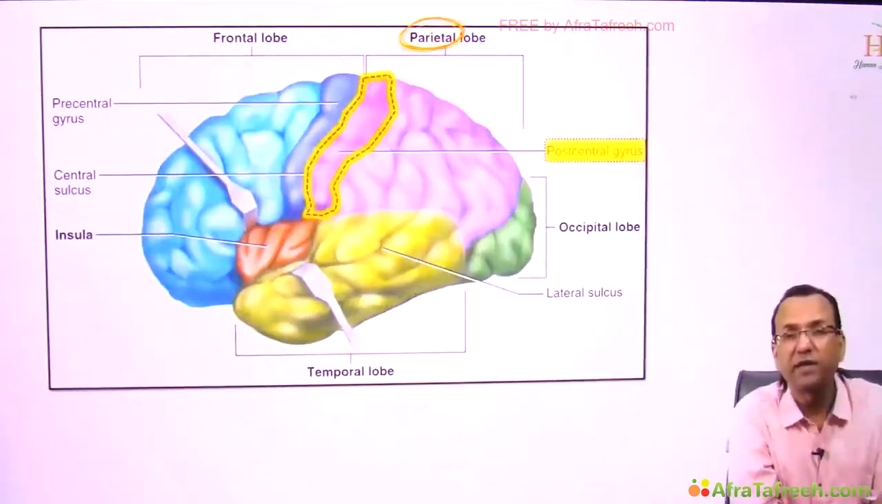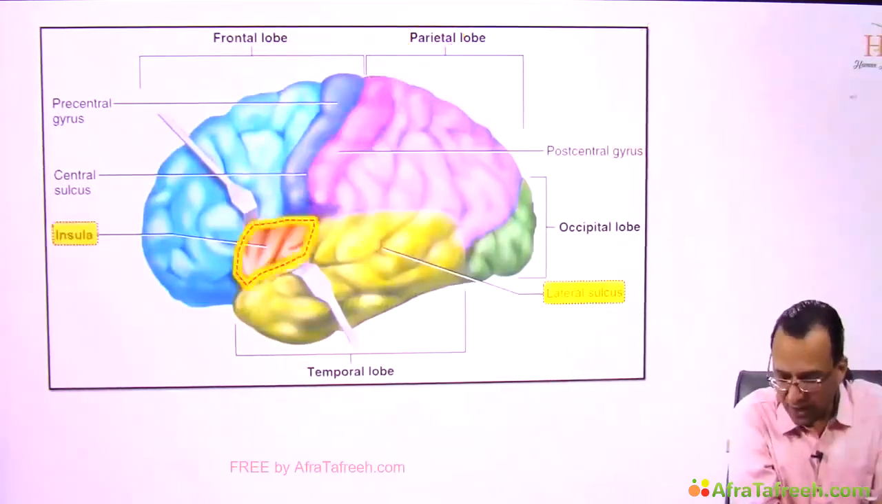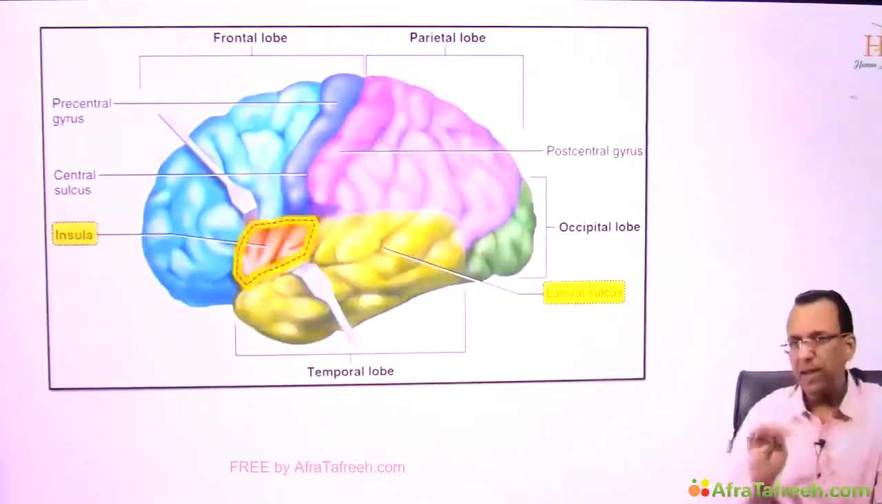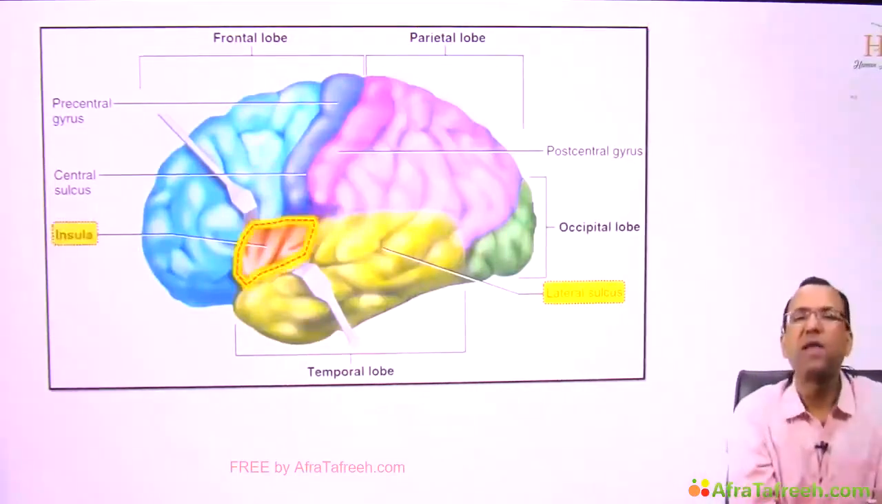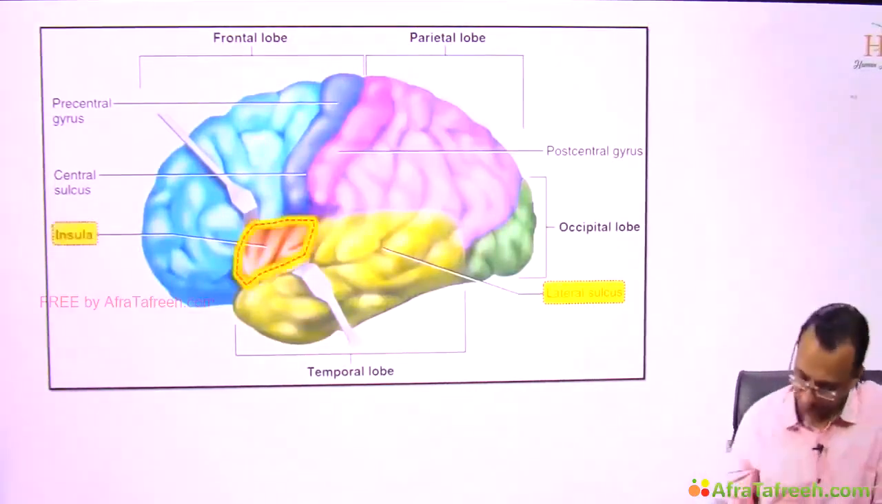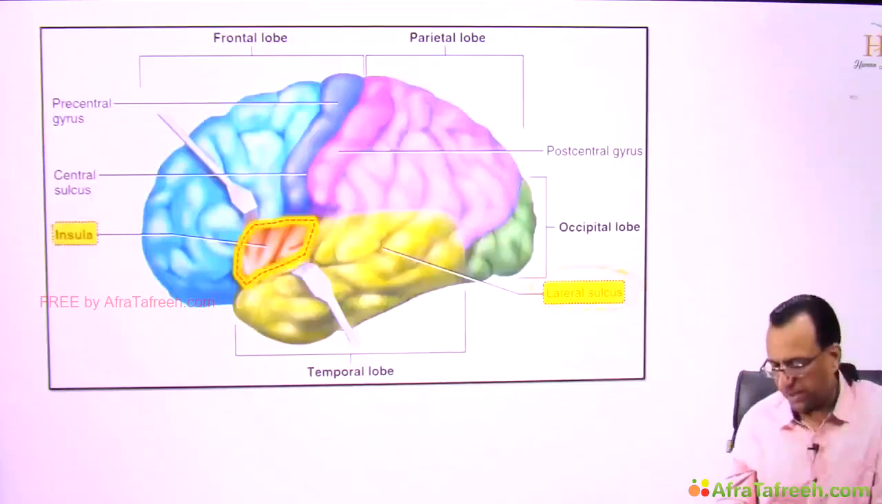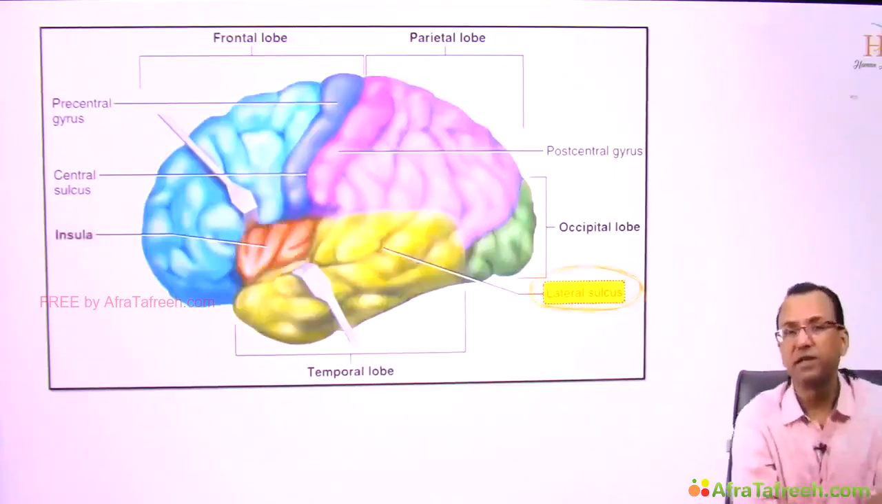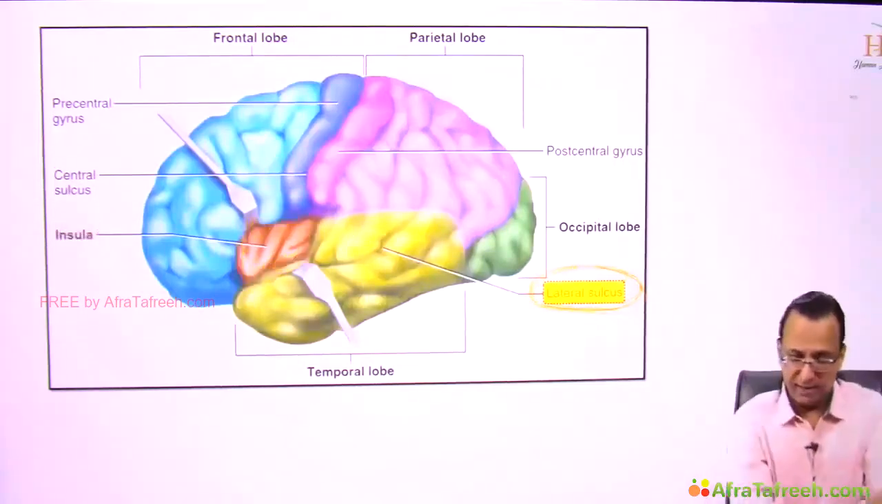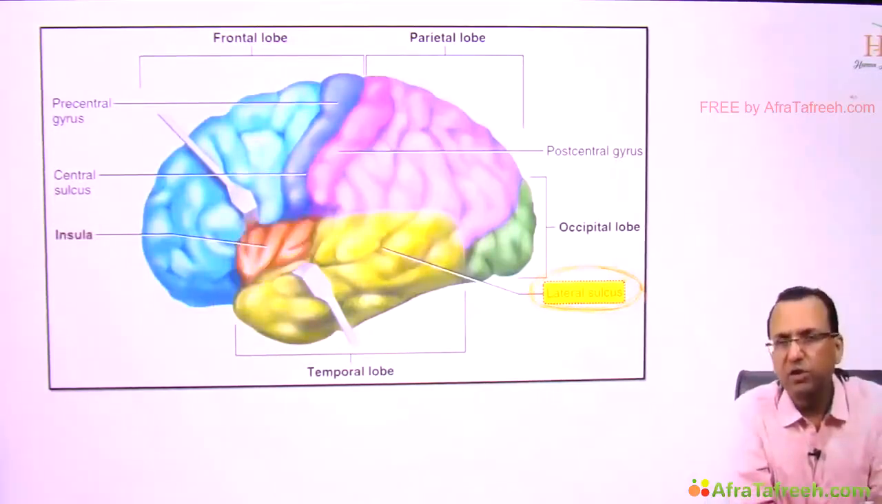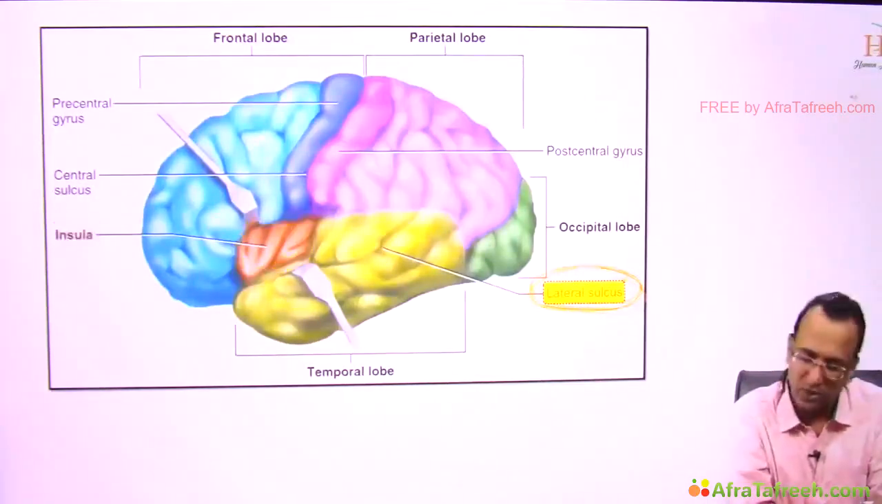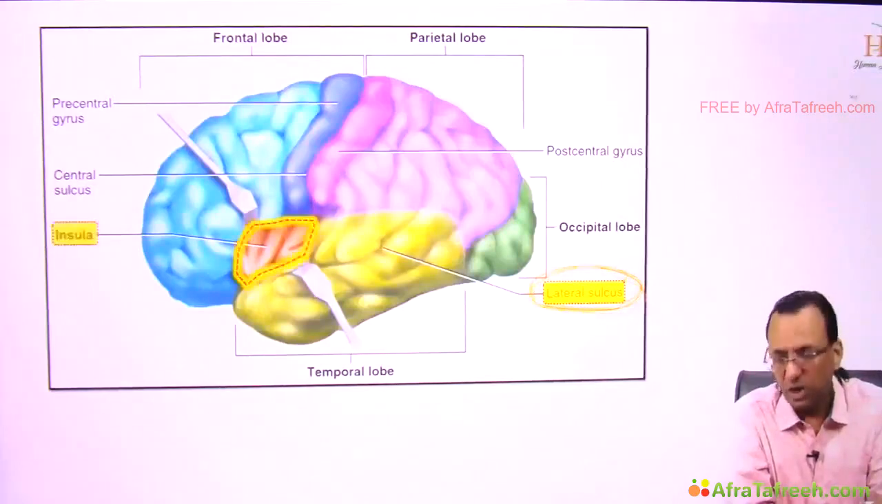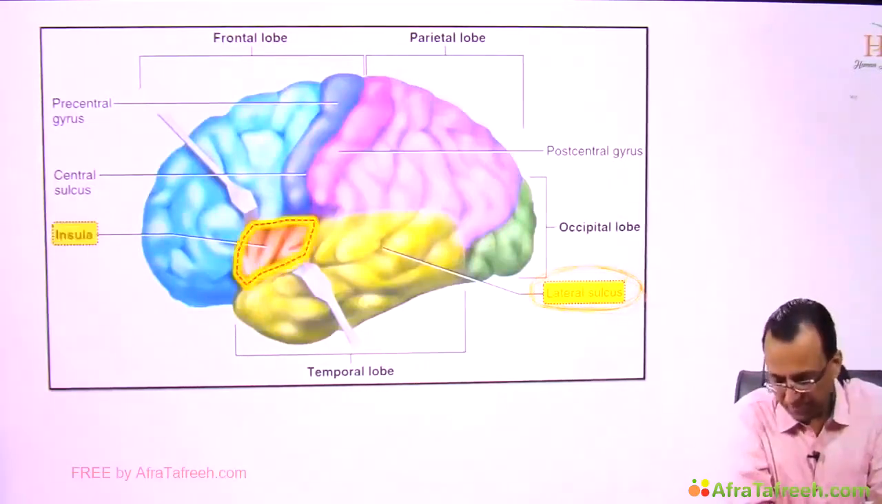Postcentral gyrus behind the central sulcus. Then you will find that when you are opening the lateral sulcus, at the floor of the lateral sulcus is the insula. This came as a question also in a transverse section. We'll see insula in a transverse section later, but just have some idea here.